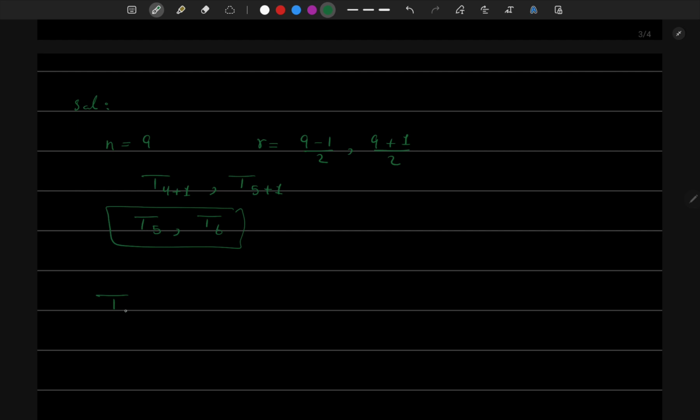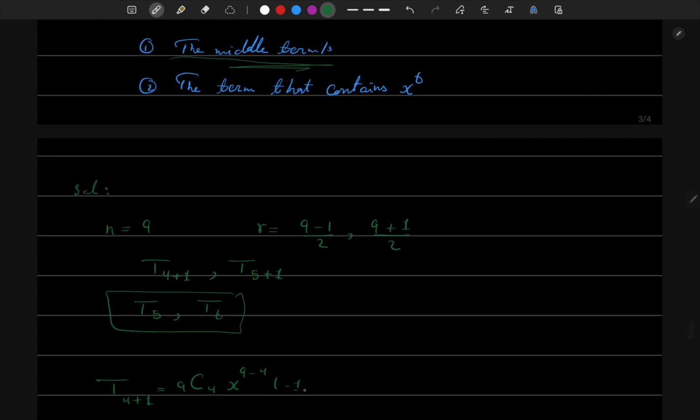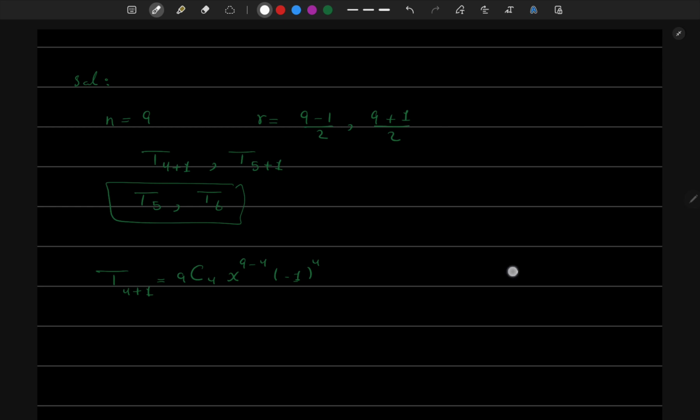So term 5 is t4 plus 1, where n equals 9, so 9c4, x to the power of 9 minus 4, and y equals minus 1 to the power of r, and r again is 4. 9c4 equals 9 factorial divided by 4 factorial multiplied by 9 minus 4, which is 5 factorial, which equals 9 by 8 by 7 by 6 by 5 factorial, divided by 4 by 3 by 2 by 5 factorial.